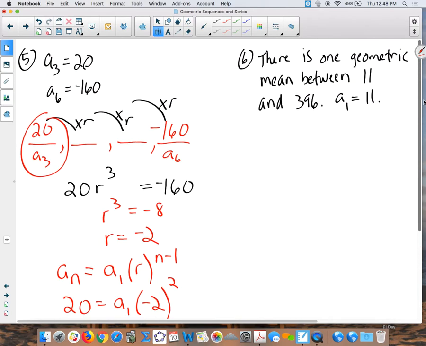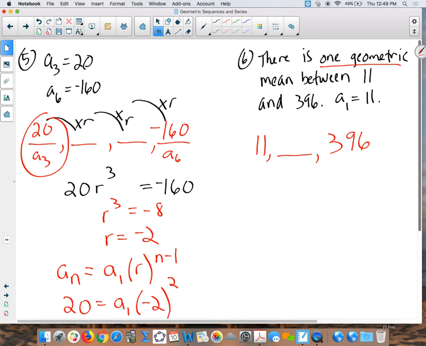Okay? All right, we have one more example here using our general rule, or our explicit formula. And it's worded this way, right? There's one geometric mean between 11 and 396, and I'm telling you that a sub 1 is 11. So all that means when it says there is one geometric mean between 2 numbers, it just means that if I take my first number, here's 11, one geometric mean, it means there's one term and the sequence is geometric between 11 and 396. If it said there were 2 geometric means, well, you would have just 2 terms in between 11 and 396.